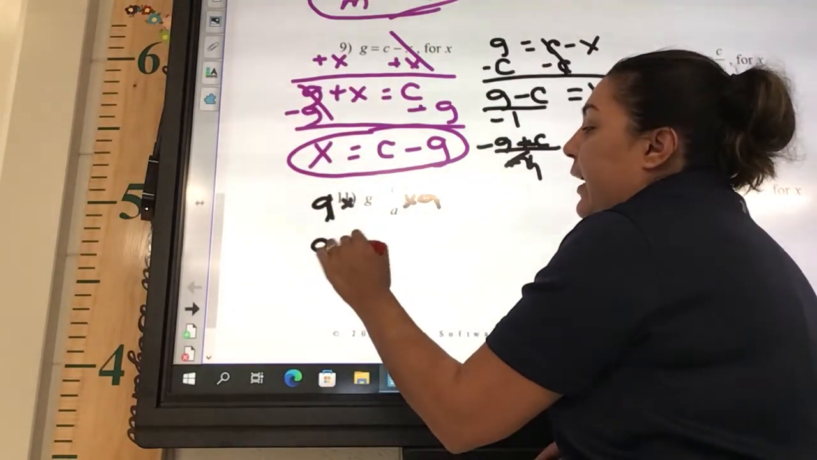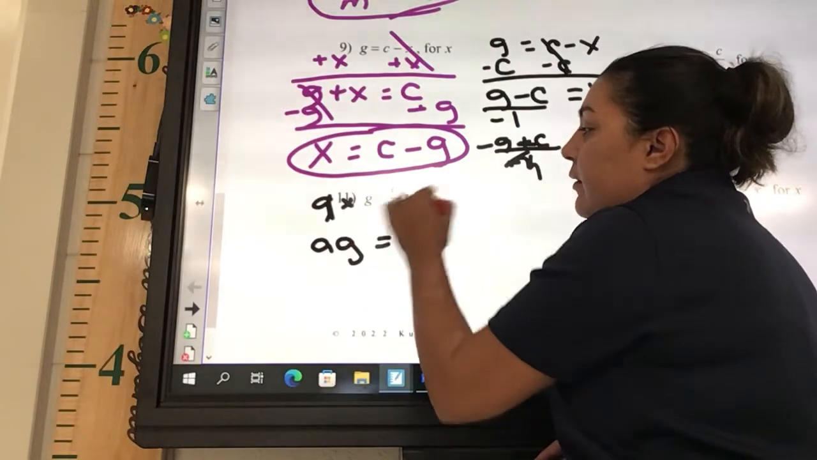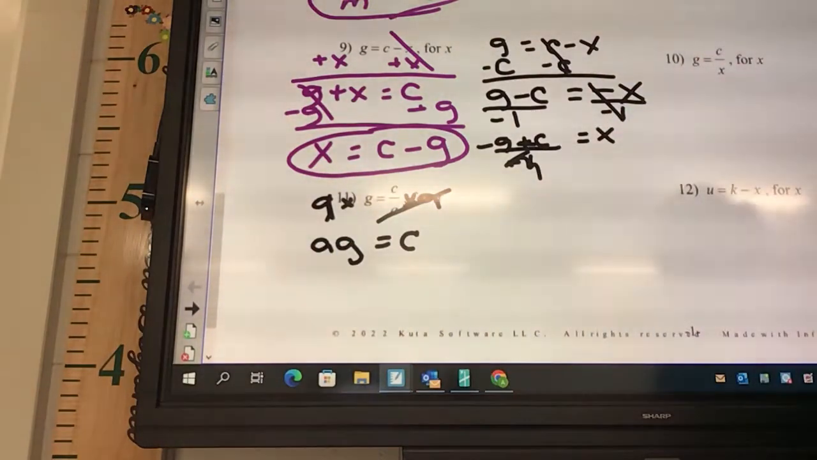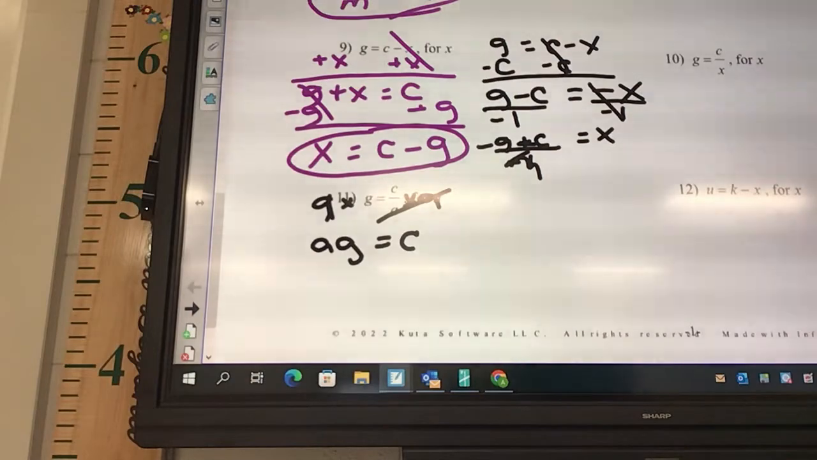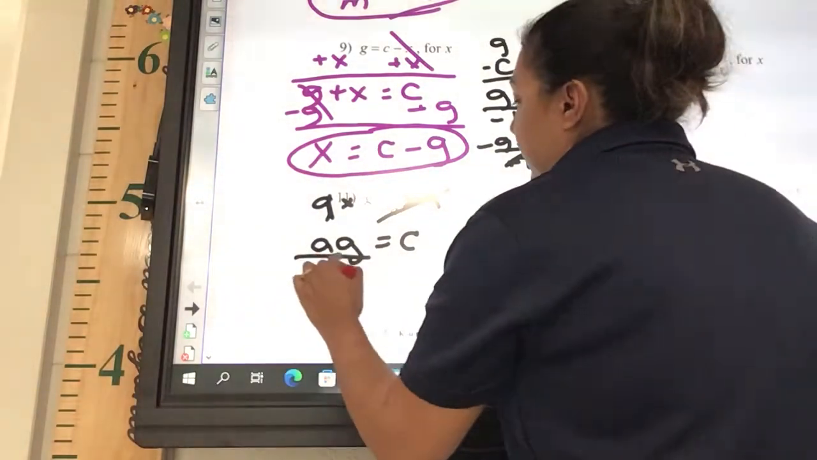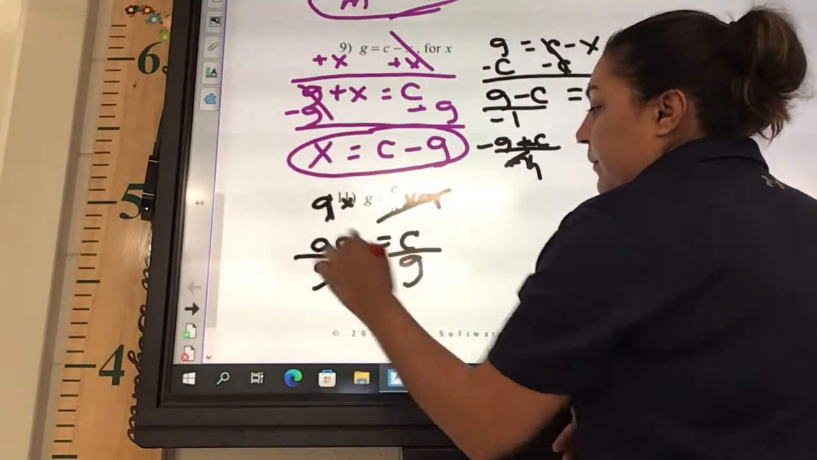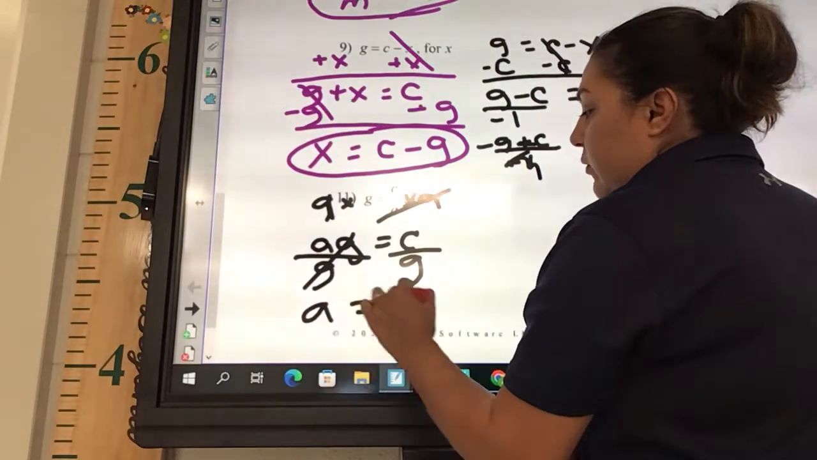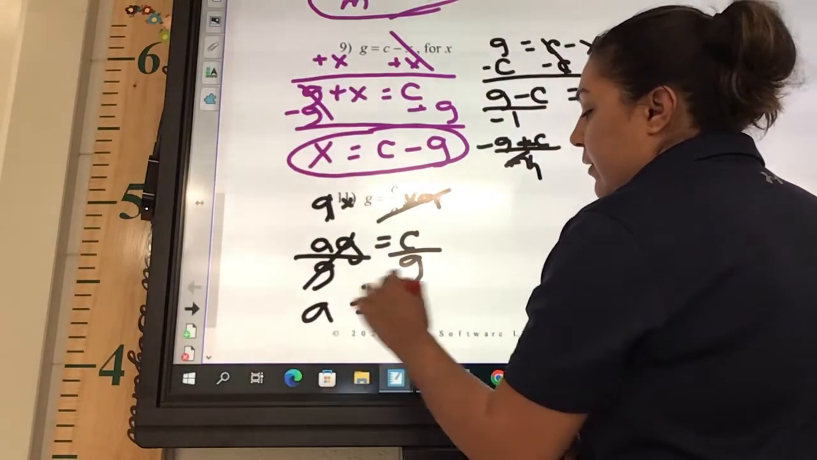So on this side, I got a times g equals c. And still, I'm solving for a. So now look at it. What needs moved? Okay, and so I'm going to divide by g. So I got a equals c over g.